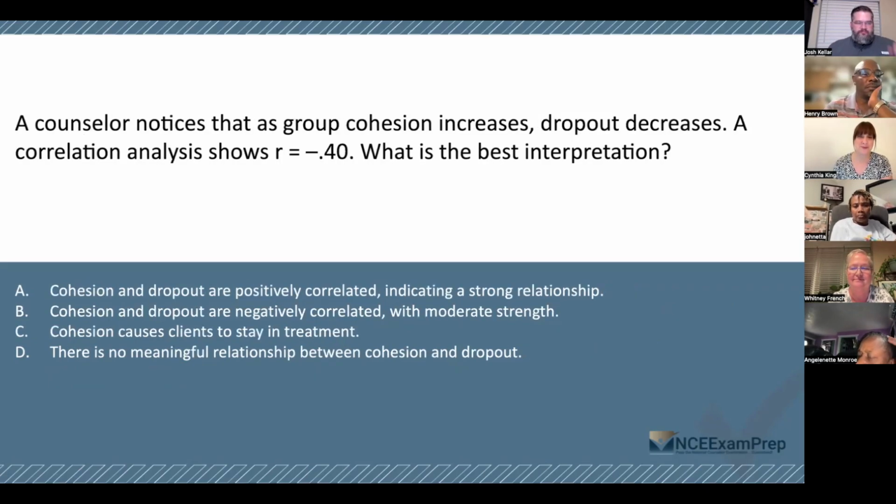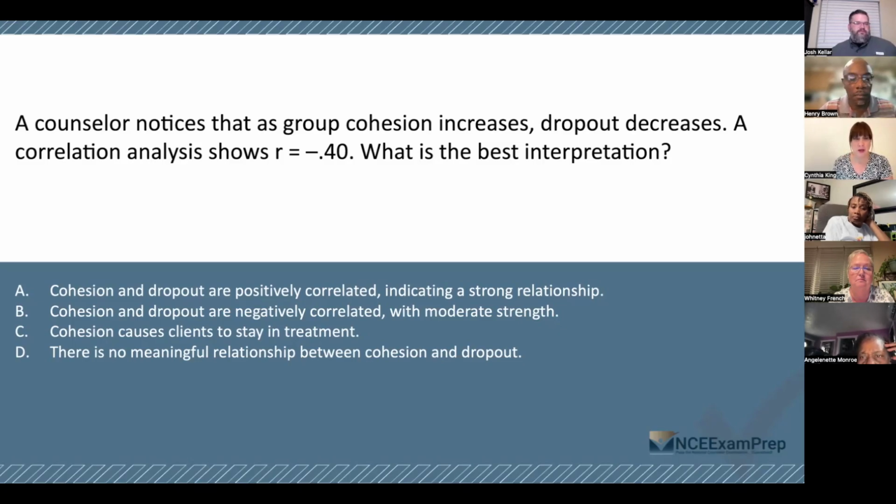Okay, let's do one more. A counselor notices that as group cohesion increases, dropout decreases. The correlation analysis shows a correlation coefficient of negative 0.40. What is the best interpretation? A: Cohesion and dropout are positively correlated, indicating a strong relationship. B: Cohesion and dropout are negatively correlated with moderate strength. C: Cohesion causes clients to stay in treatment. D: There is no meaningful relationship between cohesion and dropout.